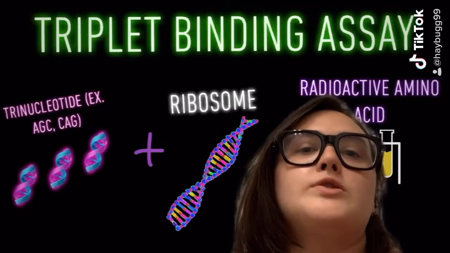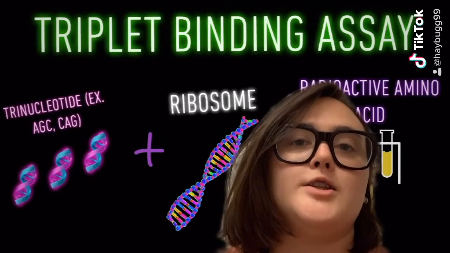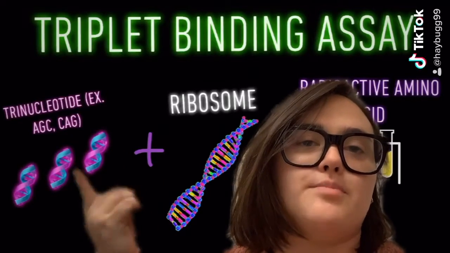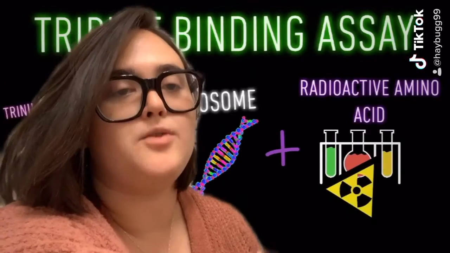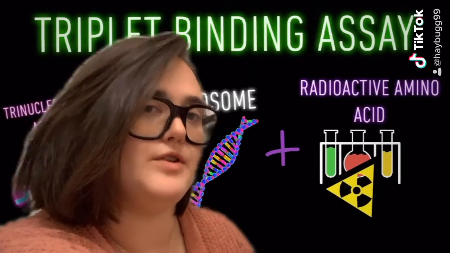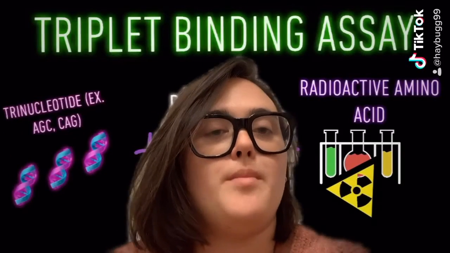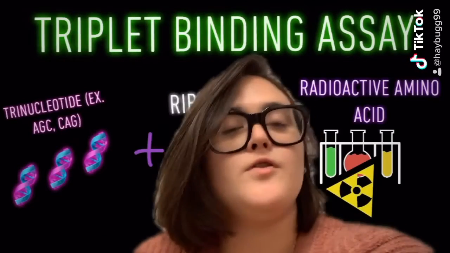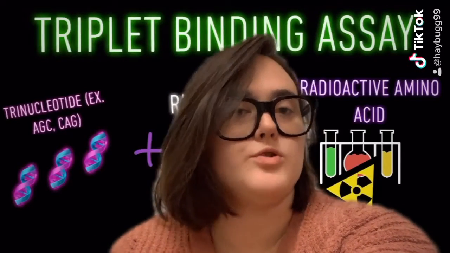They performed what was called a triple binding assay. They took a trinucleotide, like AGC or CGA for example. They mixed that with a ribosome and with each radioactive amino acid individually. This experiment allowed for binding to occur as well as filtering out the unbound amino acids. After this, they would have to check to see if the filter paper was radioactive or not.